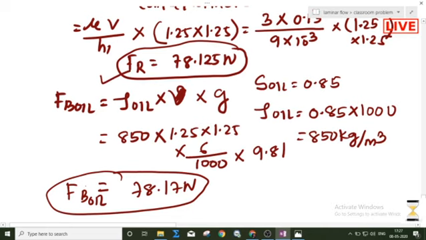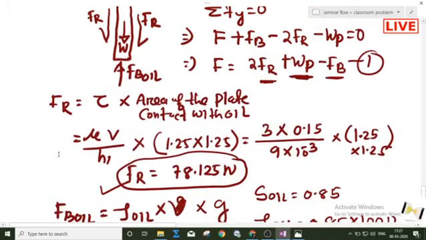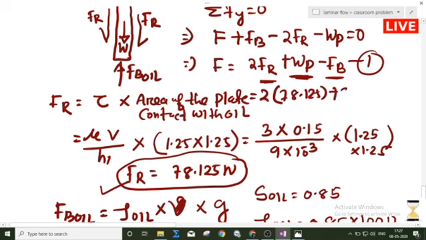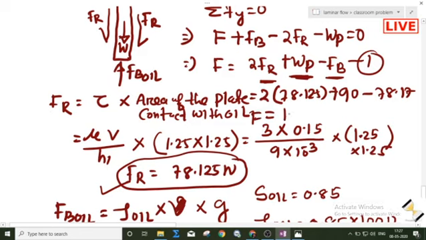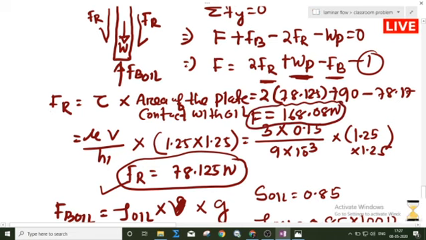Now the resistance force we found out, the buoyancy force we found out. Now can you put them in this equation 1? So now you put them in this equation: this is 2 times 78.125 plus the weight of the plate, which is given as 90, minus this buoyancy force, 78.17. Now what is the force required? This is 168.08 Newton. This is the force required, 168.08. Okay, fine.